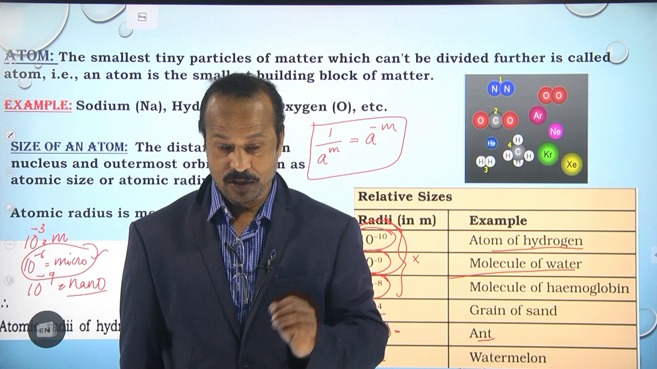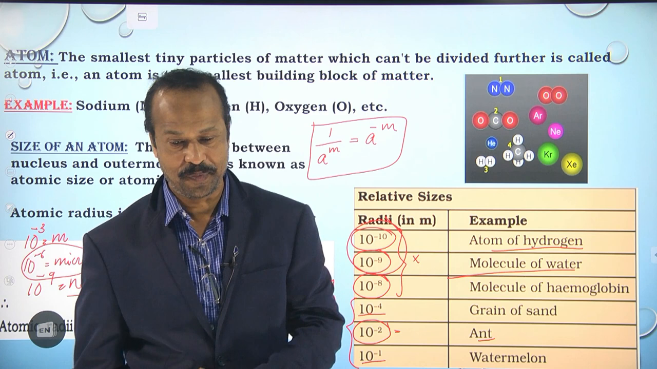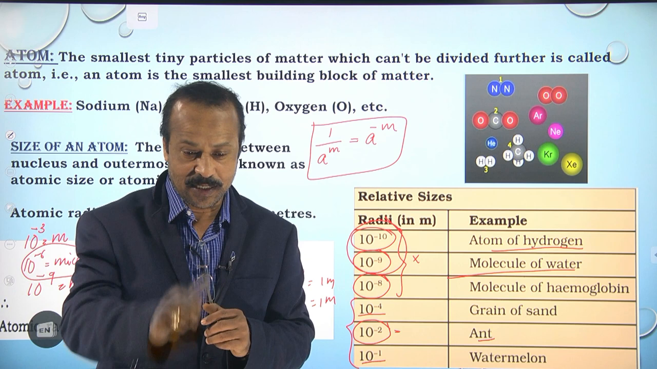So the nucleus is a 1 lakh part of the atom. Here we have written 10 to the power of minus 10 meters for hydrogen, and the nucleus of hydrogen is 10 to the power of minus 15. 1 lakh part smaller means if you break the hydrogen into 1 lakh equal parts, what is the size of each part? That is the size of the nucleus. The nucleus is still smaller.